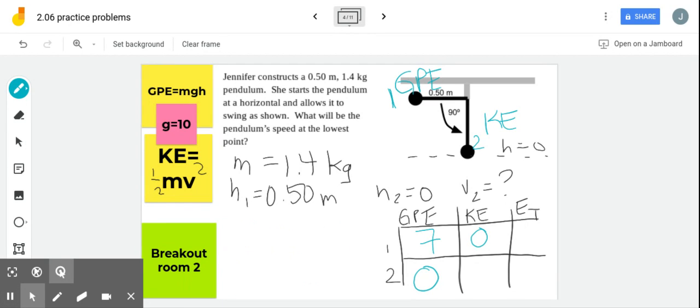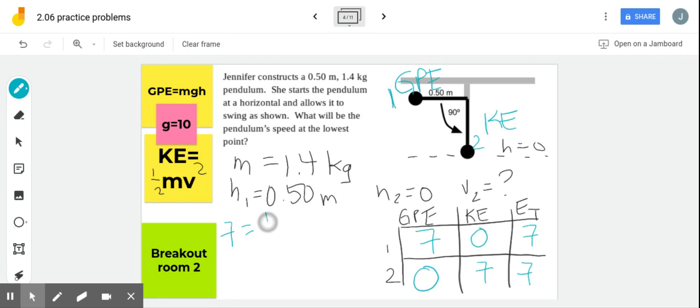Next, we know the total energy is 7 at both points, which means the kinetic energy at the bottom is 7. So now I'm going to set kinetic energy equal to 1/2 mv2 squared. I don't know what v2 is, that's what I'm solving for. So 7 equals 1/2 times 1.4 times v2 squared. 1/2 of 1.4 is 0.7, which means that v2 squared is 10. So v2 is going to be the square root of 10.